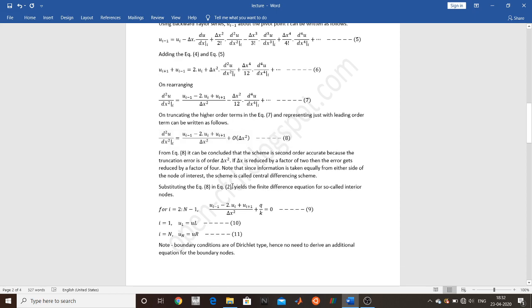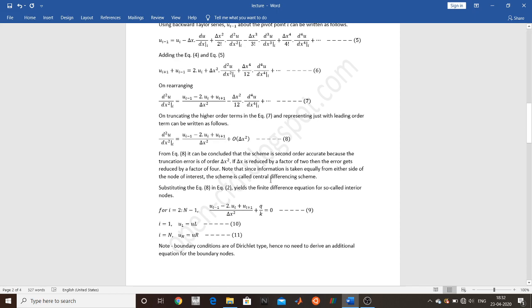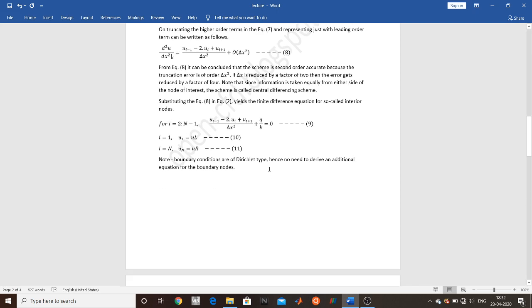When we substitute equation number 8 in equation number 2, we get the finite difference equation for the nodes I equal to 2 to n minus 1, which are the interior nodes. For the node I equal to 1, we have the Dirichlet boundary condition, that is U1 equals UL, and for the node I equal to n, UN equals UR, the right boundary condition. Note that since we are using Dirichlet boundary conditions, we do not need any additional equations.